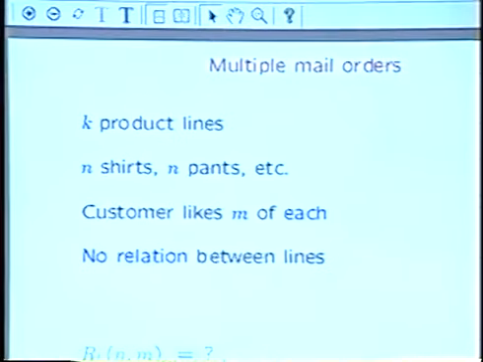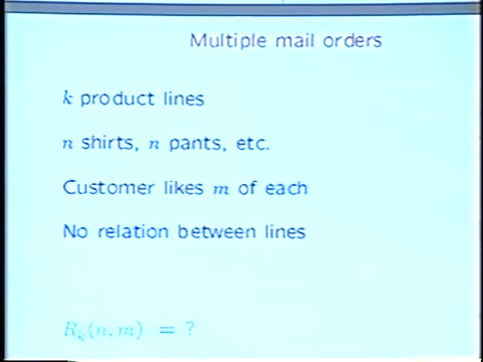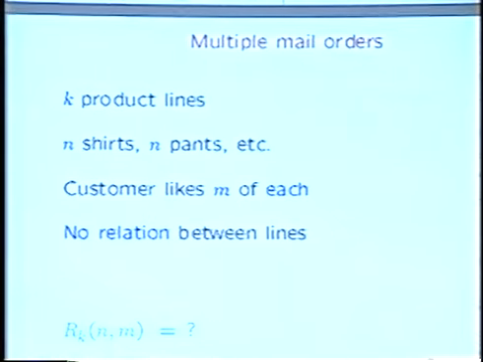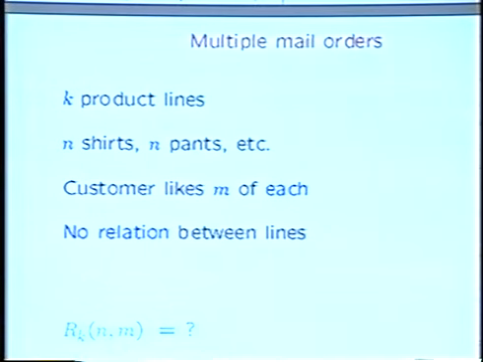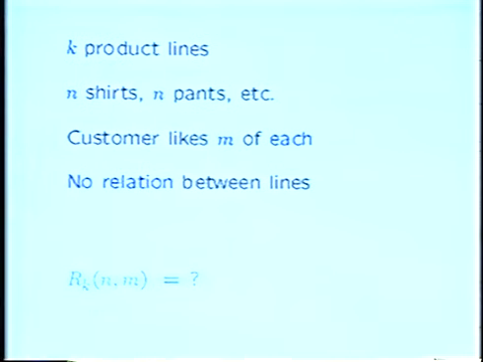So now let's look at what happens when you have multiple mail orders. Now the company sells, in addition to shirts, K product lines. Maybe they sell n shirts and n pants and n shoes, and the customer likes m of each. So the customer comes to the website and he likes the m blue shirts, and he wants to get one of them. He doesn't care which one, and he likes m khaki pants, and he wants to get one of them. He doesn't care which one. But there's no relation between the shirts that the customer likes and the pants and the shoes. This could be any subset of m, any subset of m, and any subset. Okay? And the question is, how many bits do we need now?